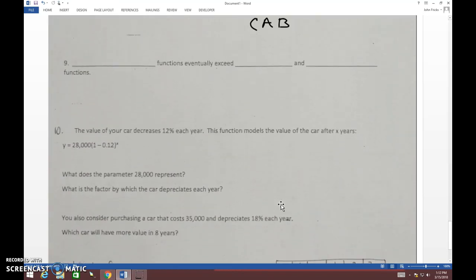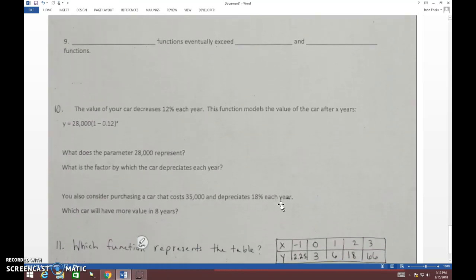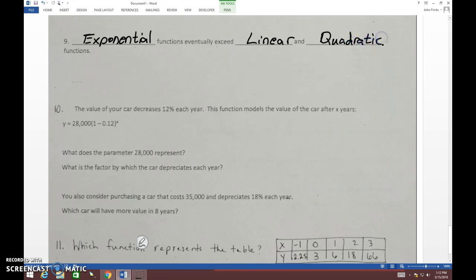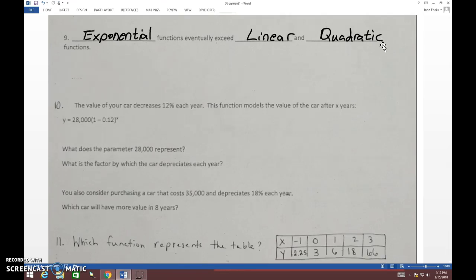All right, we got 4 more minutes, so let's see if we can do these. Number 9, that's an easy question. Exponential functions eventually exceed linear and quadratic. That one's easy. All right, number 10. This is the constructive response question, I do believe.